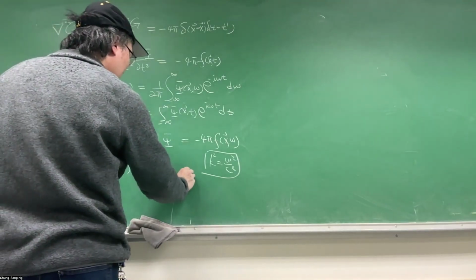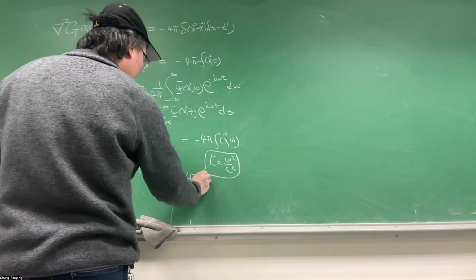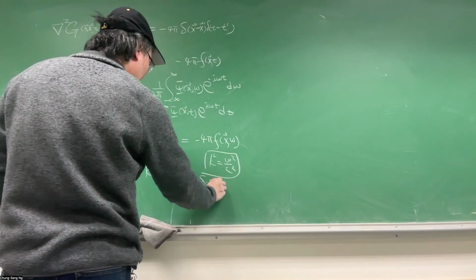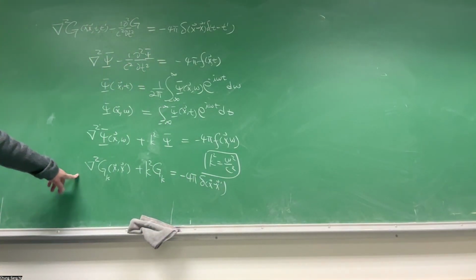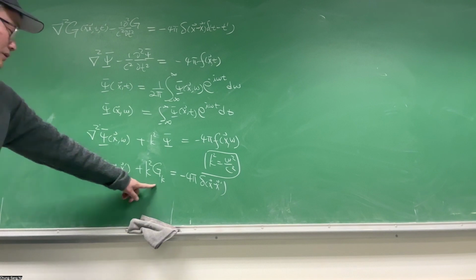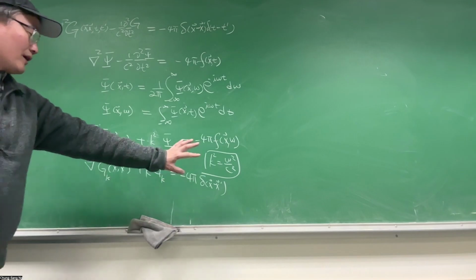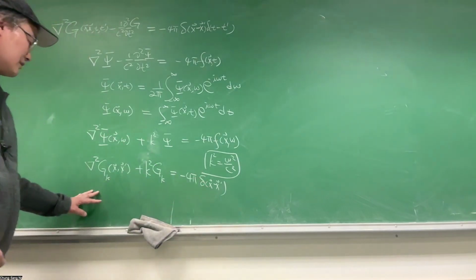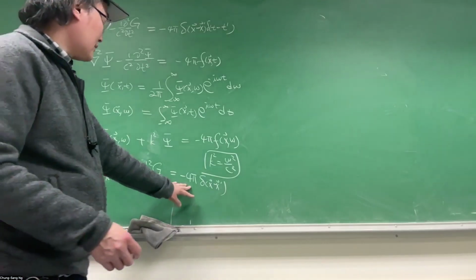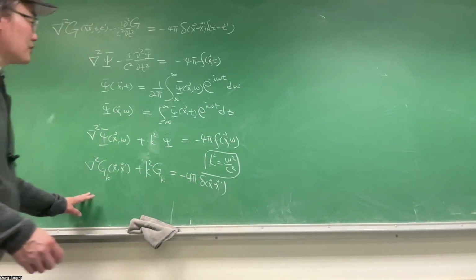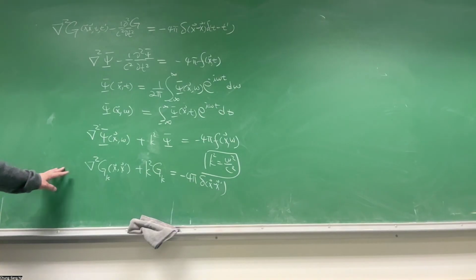And then use the right hand side as delta x, and solve for this Green function. This is the Green function of the Helmholtz equation. If the right hand side is 0, then this is the homogeneous Helmholtz equation. With non-zero right hand side, it is the inhomogeneous Helmholtz equation.